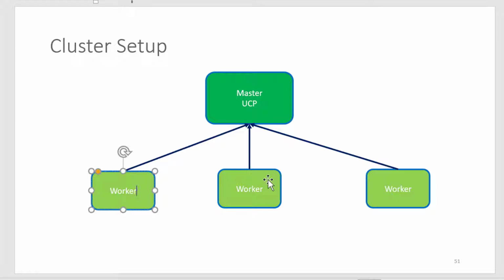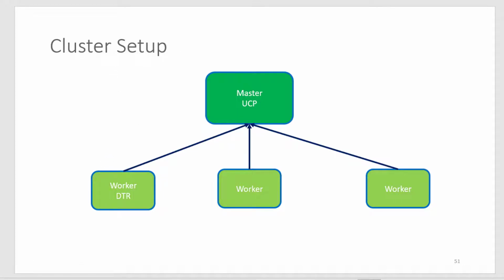So I'm going to select any one of the workers and install the Docker Trusted Registry. Docker Trusted Registry can be installed on more than one machine for high availability purposes as well. First, we are going to start with the installation of Docker Trusted Registry in any worker.